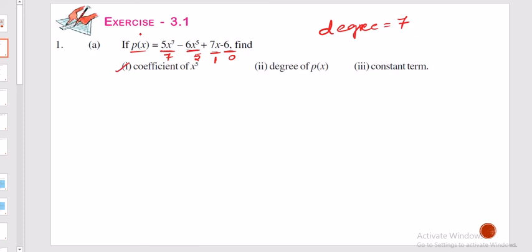First of all, question number 1, the coefficient of x power 5. In this particular polynomial, do you have x power 5? Yes, we are having an x power 5 term here. So what is the coefficient of x power 5? The coefficient of x power 5 is nothing but minus 6. Whatever is associated with x power 5, that is nothing but the coefficient.